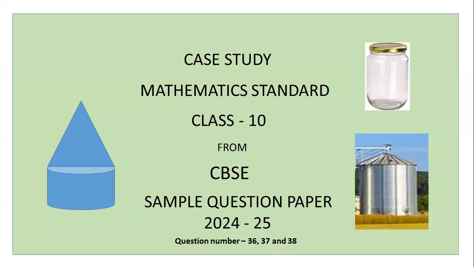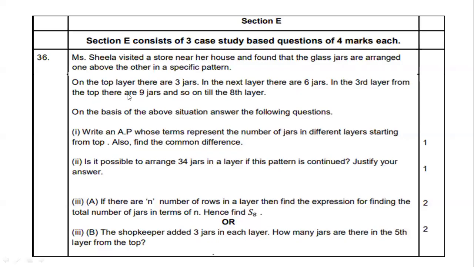Now, let's see the first question, that is question number 36, from Section E. Miss Sheila visited a store near her house and found that glass jars are arranged one above the other in a specific pattern. On the top layer, there are 3 jars. In the next layer, there are 6 jars. In the third layer from the top, there are 9 jars, and so on till the 8th layer. That means there are 8 layers. On the basis of the above situation, answer the following questions. So the glass jars are arranged in a particular pattern, and there are 8 such layers.